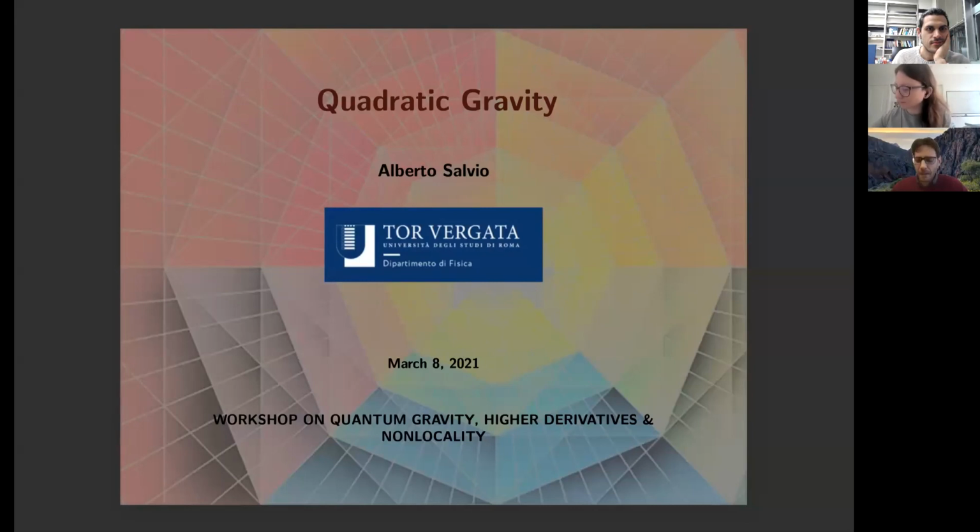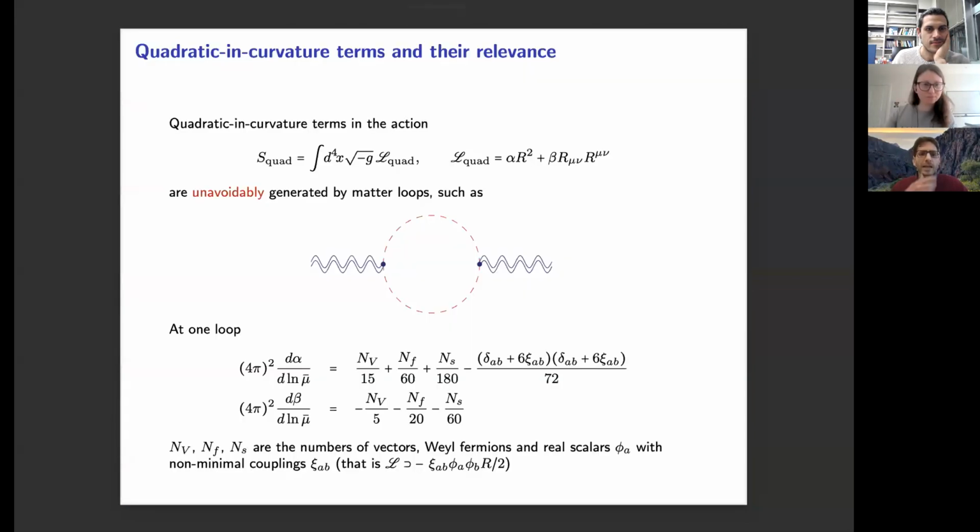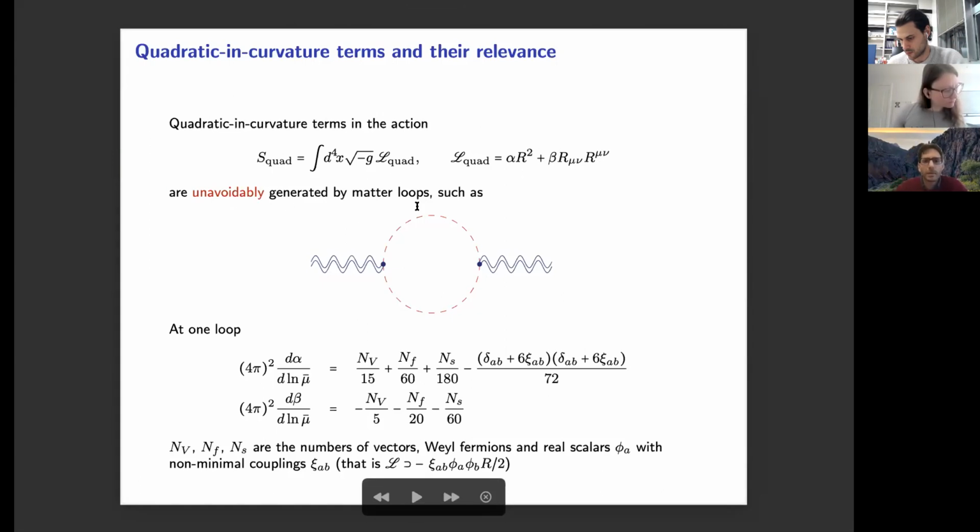So first slide is about first motivation for considering quadratic gravity. Quadratic gravity has a combination of R squared and R_μν squared with coefficients alpha and beta. These coefficients are unavoidably generated by matter loops, such as the one that is shown here. The double wavy lines are the gravitons. This is dictated by the renormalization group, as shown here in the RGs of alpha and beta.